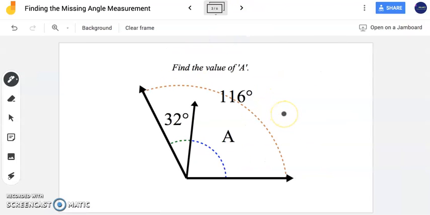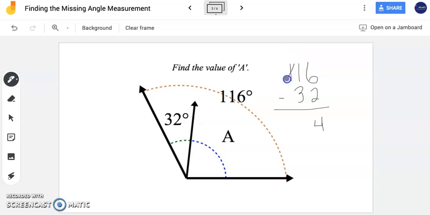This next problem is very similar. Notice we have a whole amount of 116 degrees. That's the entire angle measurement. This piece of my angle is 32 degrees. Now, the value of A is what we need to find. That's another missing piece of my angle. So I'm going to take the whole amount of 116 degrees and subtract 32 degrees. And notice again, I'm rewriting this on the side.